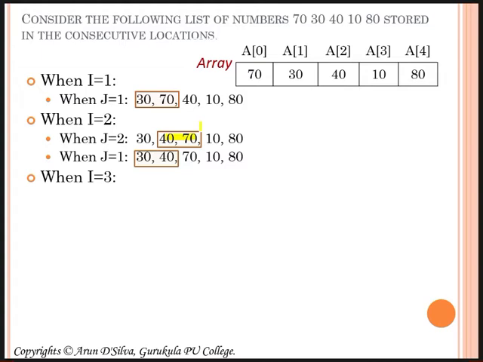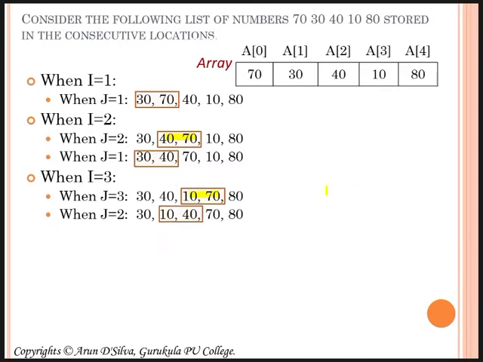When i equals 3, j also becomes 3. Now it goes to the third location. The third location compares with the second location value. Here 70 and 10 are there. Now 70 is bigger than 10, so it just gets interchanged.